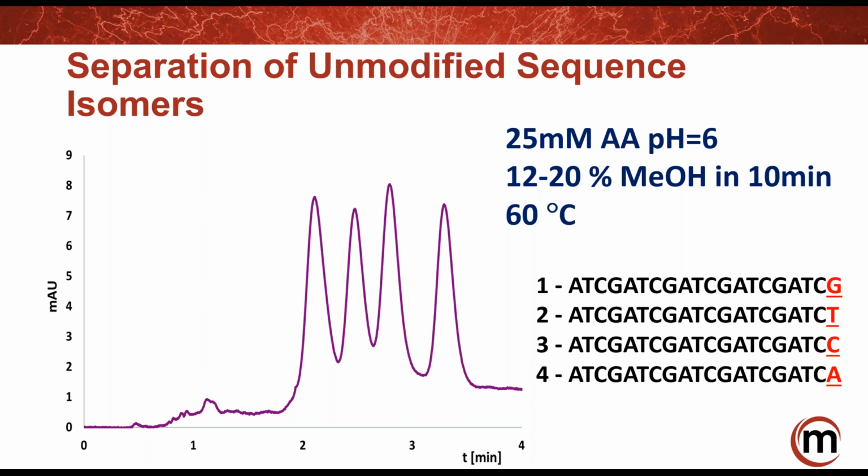This is an unmodified sequence. The only thing to note is that this is one sequence change at the end of the oligonucleotide. So you have 25 millimolar ammonium acetate, pH 6. For this specific one, we were looking at 12 to 20% methanol in 10 minutes at 60 degrees C. But you're seeing separation of one nucleotide change. That is amazing.